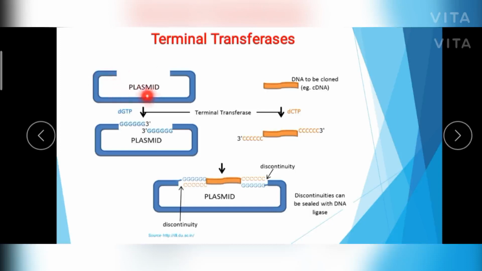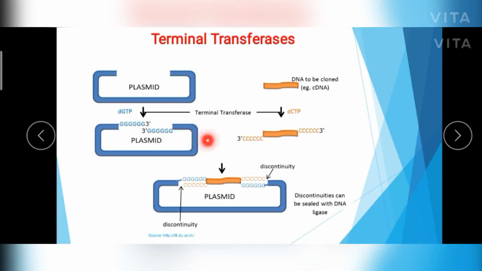So in the plasmid, the vector DNA, and in the target DNA, you are adding complementary types of nitrogen bases. Here, in this plasmid you are adding a GGG homopolymer tail, a short fragment of DNA containing the nitrogen base G, whereas in this particular target DNA you are adding dCTP. So at the 3' end of this target DNA you are adding a homopolymer tail of dCTP, whereas at the 3' end of the plasmid you are adding a homopolymer tail of dGTP.